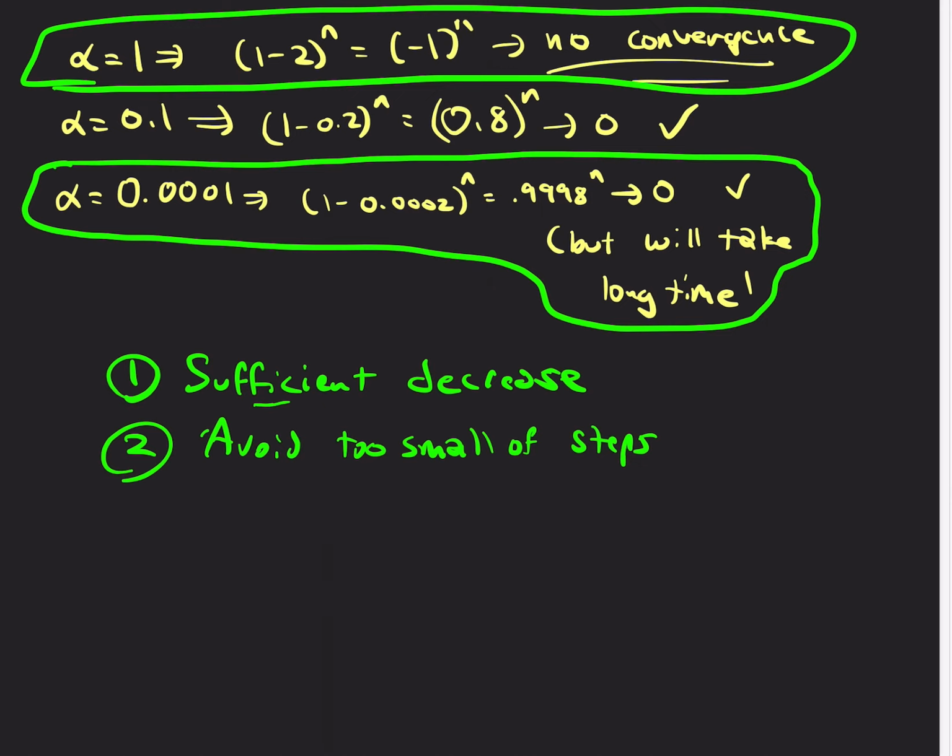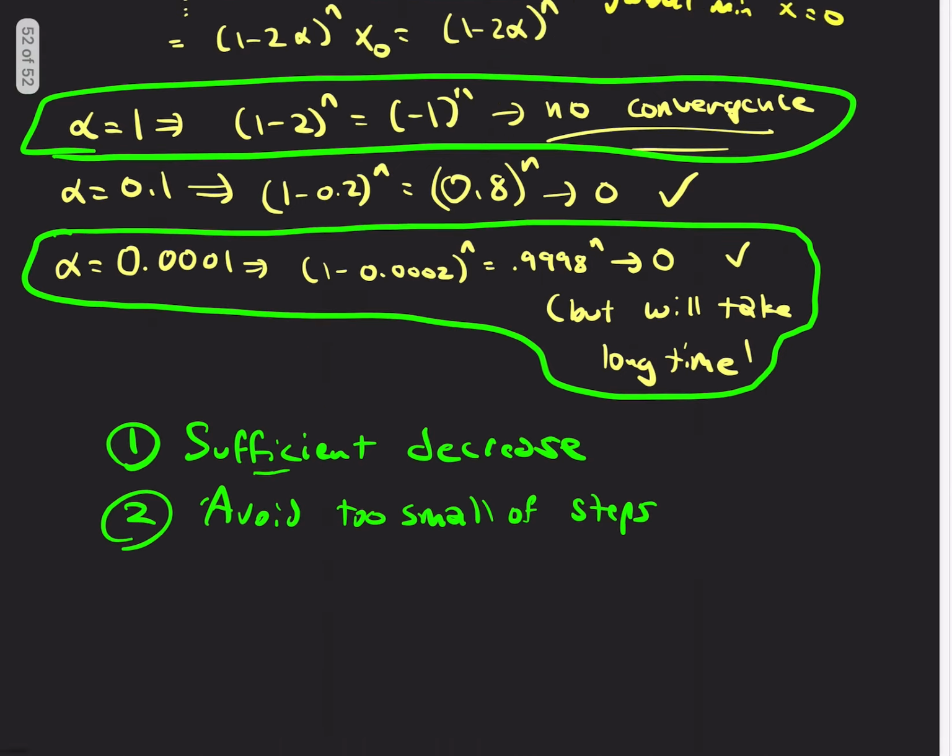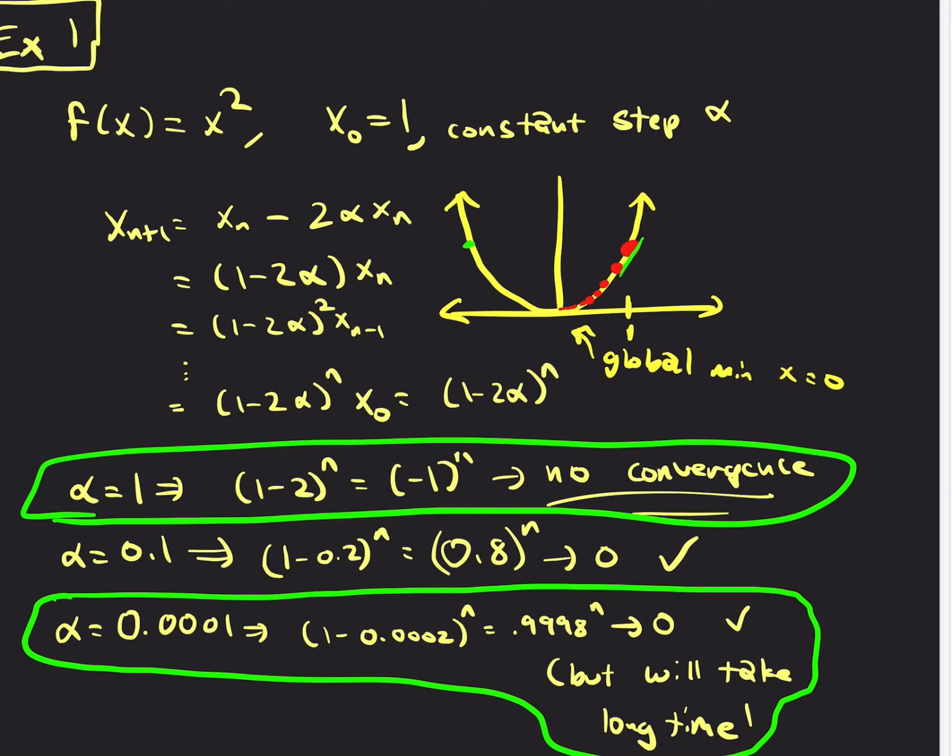And then the second one is that we want to avoid too small of steps. Because here we saw that ultimately the slope at these other points is still negative, so we can be more aggressive than this. So the Wolfe conditions, the first one is the Armijo condition, and this one talks about sufficient decrease.